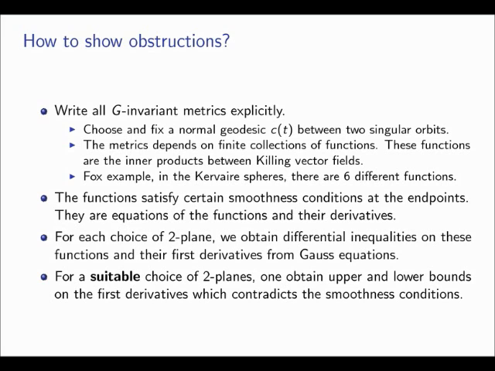Then you choose suitable two planes. This is a difficult step. You have to choose the right two planes, and you get a contradiction from the two different differential inequalities. For example, one tells you a term is bigger or equal to 0, and you may get that this term is smaller than 0 from another two planes. So this gives you the contradiction. Okay, so this is just the idea of how to show the obstruction.